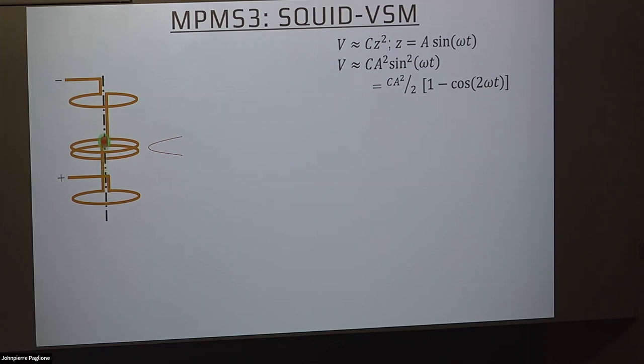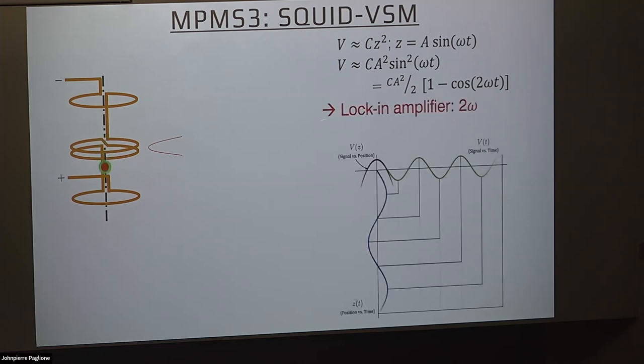There are two important features that I want you to take from this. One is that the voltage now is at twice the frequency of the oscillation. So for every physical oscillation of the sample, it goes, let's say, up, down, up. The voltage goes up, down, up, down, up. It changes at twice the frequency. We try to represent this schematically here. The blue line here is the physical oscillation of the sample.